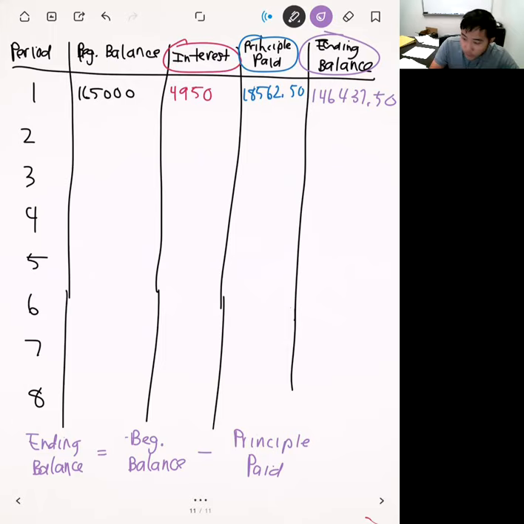When you go to the next period, the beginning balance of period 2 is whatever balance you ended with on period 1, which is 146,437.5. Then you just repeat the same process over and over again. I know this one's really long because it's 8 years, so it's a lot of calculations. But if this does show up on the exam, rest assured it'll be a much smaller number of periods, so you can complete it feasibly within the exam period.